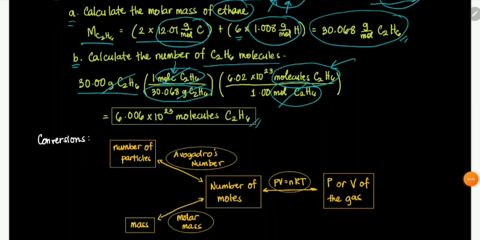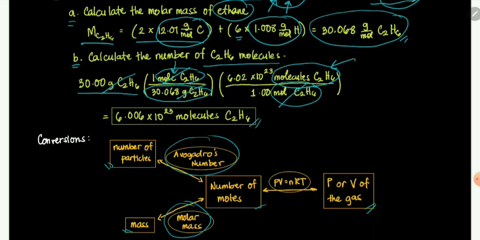Okay? So here we have the summary of the interconversions between the mass, the number of particles, and some other parameters of our molecule or atom. Okay? So if we need the mass from the number of moles, kailangan lang natin ng molar mass. If we need the number of particles from the number of moles, we just need the Avogadro's number.